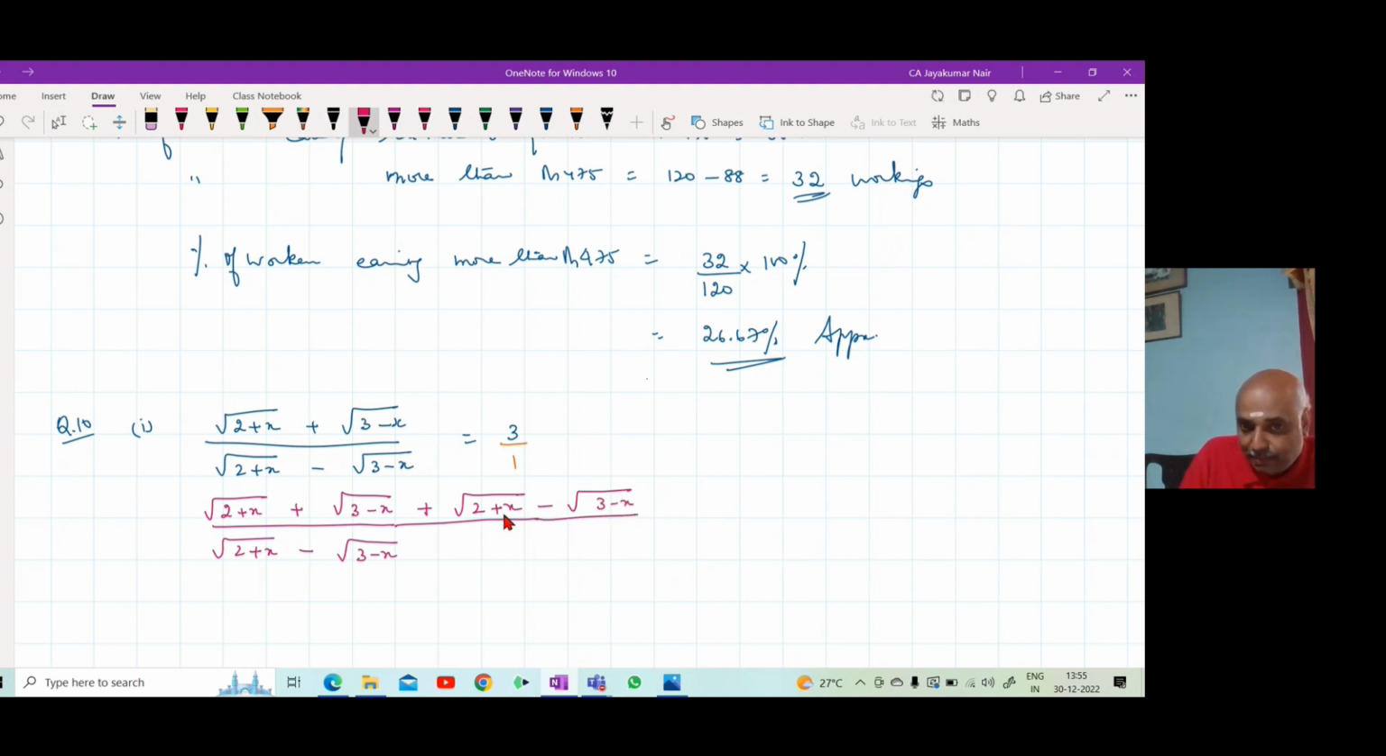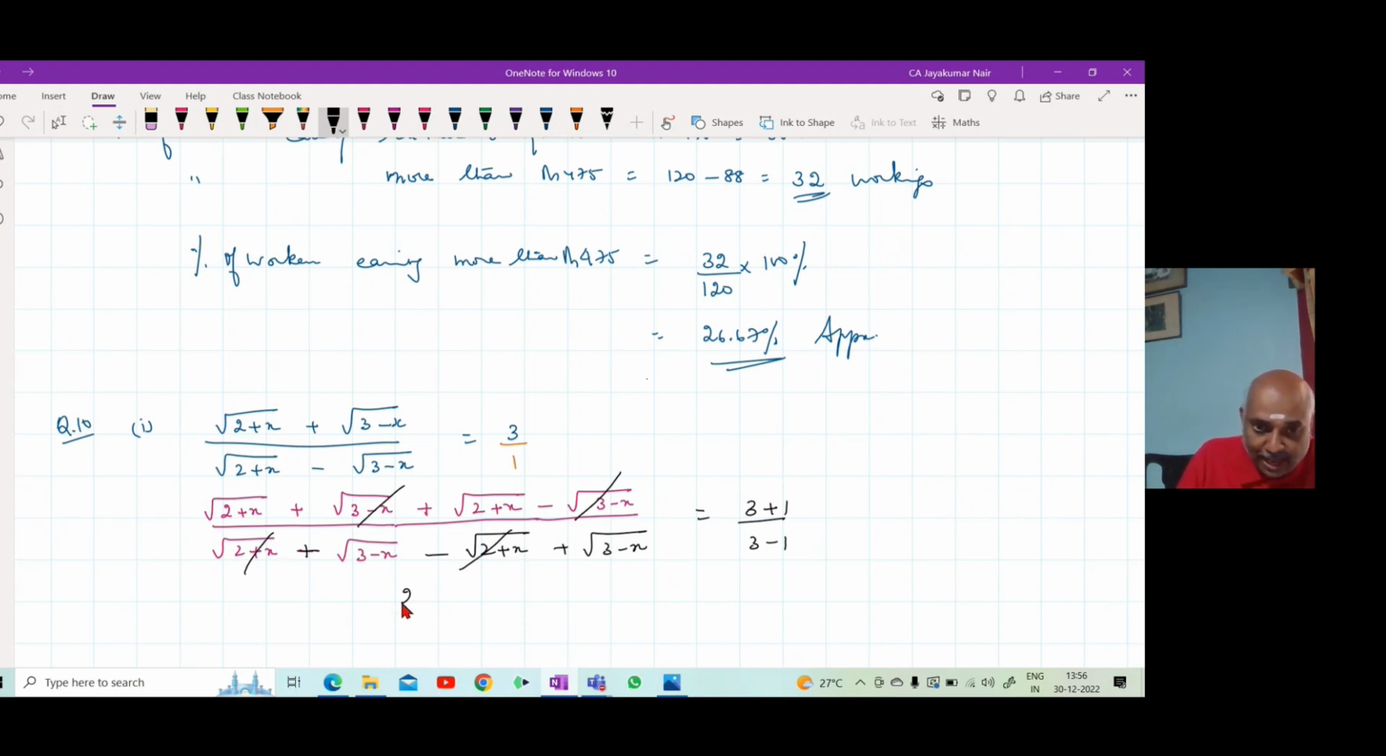So I'm adding the numerator plus the denominator. In the denominator, it should be numerator minus the denominator. So the numerator is root of 2 plus x plus root of 3 minus x, minus root of 2 plus x. Because it's minus, you have to change the sign. Plus root of 3 minus x, is equal to 3 plus 1 over 3 minus 1. So numerator plus the denominator over numerator minus the denominator. So plus and minus get cancelled.